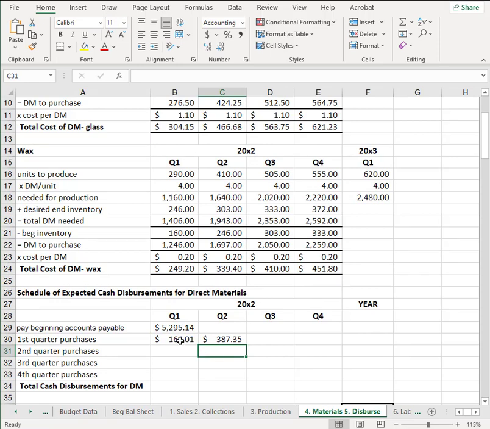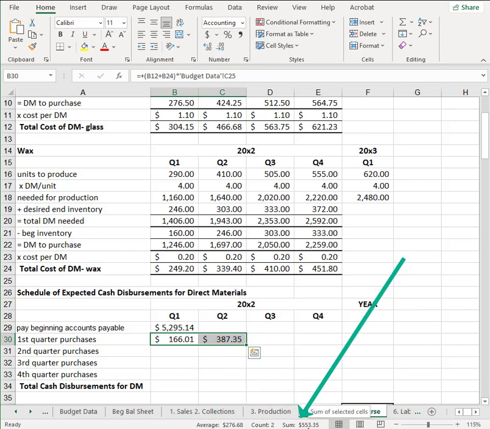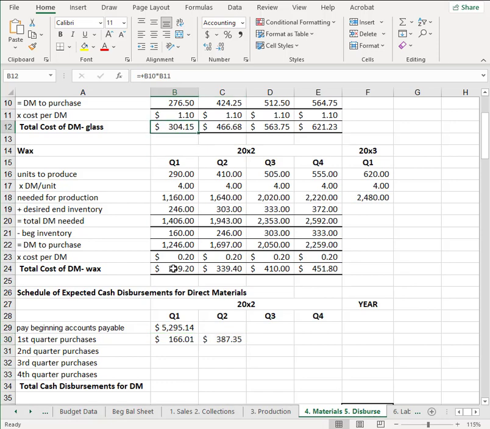And I always like to check myself, so I'm going to highlight both of those, and look down here at the bottom and see if it's the same as the total for quarter one, which it better be. So I'm going to click here and click here, so it will add those two cells, 55335. Okay, good. I have paid now in these two cells. I've planned out the payment for the total purchases from quarter one.